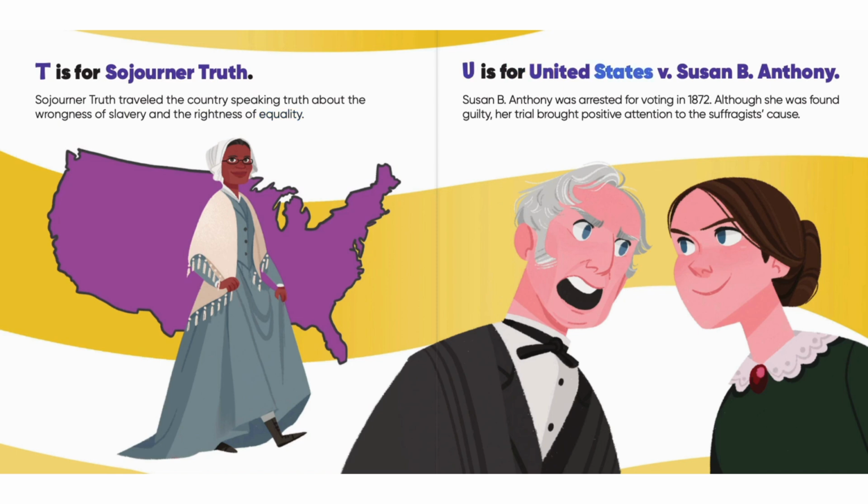U is for United States versus Susan B. Anthony. Susan B. Anthony was arrested for voting in 1872. Although she was found guilty, her trial brought positive attention to the suffragist cause.